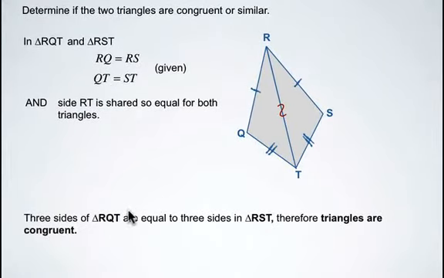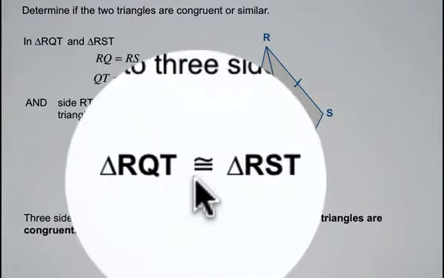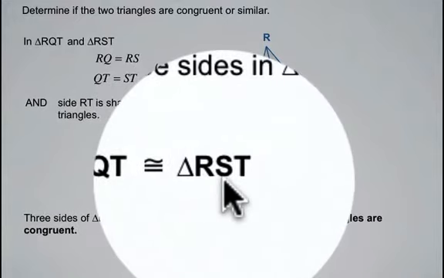So since three sides of triangle RQT are equal in value to the three sides in triangle RST, we can say that these triangles are in fact congruent. So therefore, triangle RQT is congruent to triangle RST.